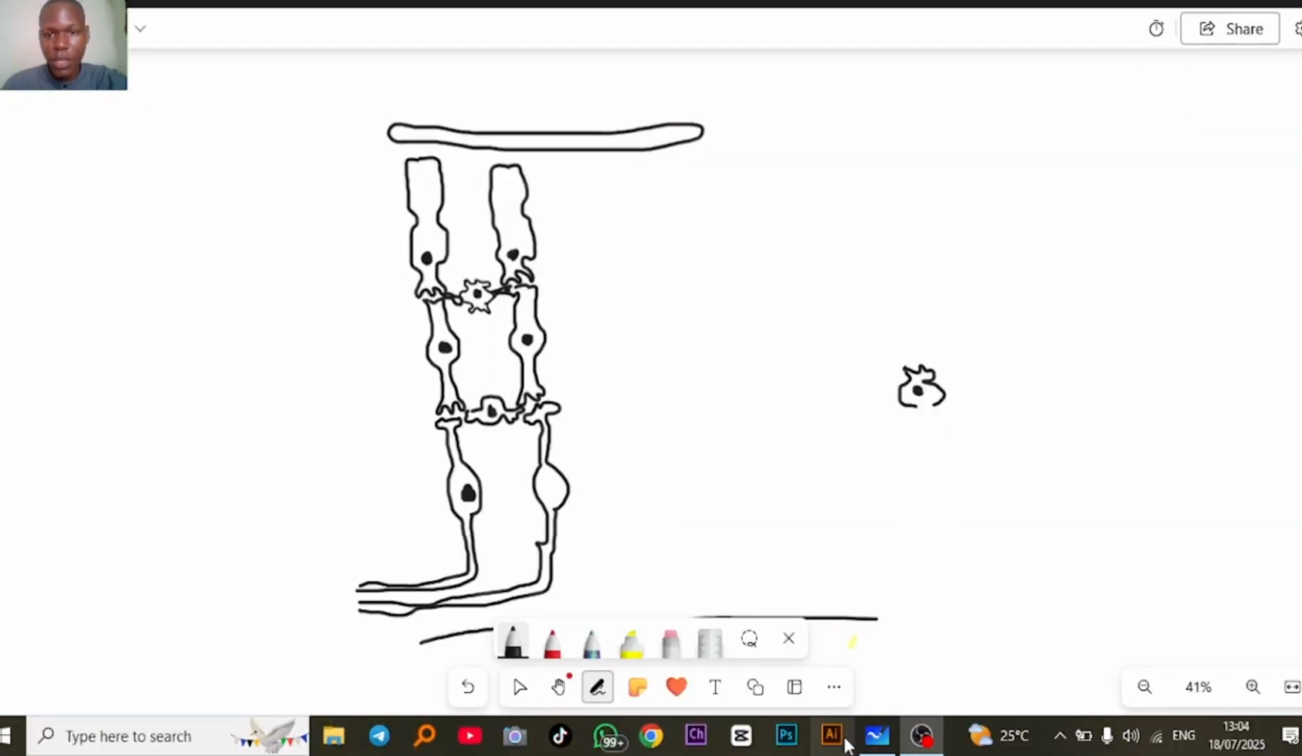We shall be looking at the layers of the retina. What you need to know is that the retina has a total of 9 layers, as we are going to see. So take note that the retina has a total of 9 layers. And how are they arranged?